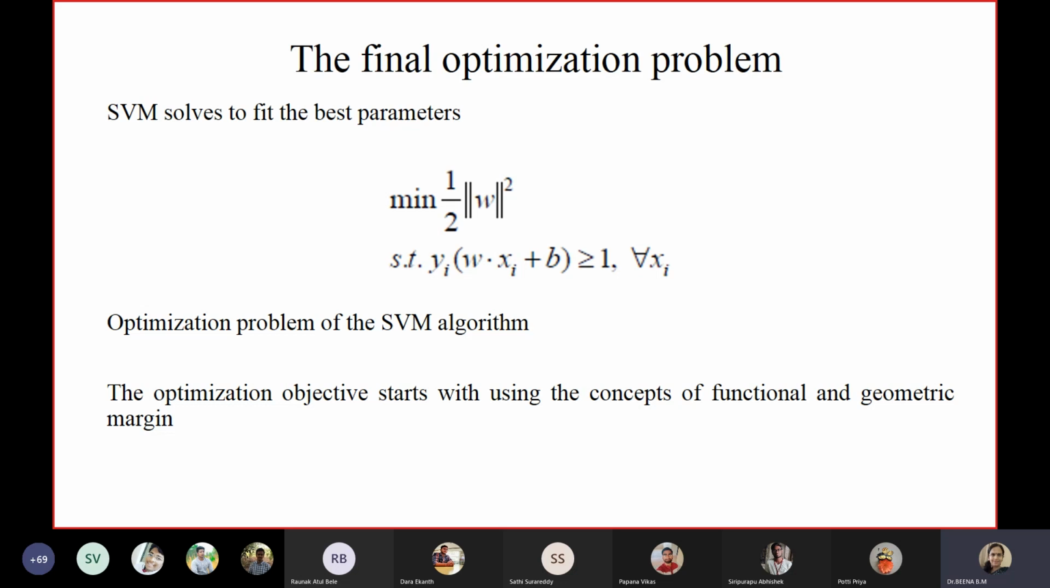And the optimization problem for SVM, this is the final derivation. Now look at this derivation. We will derive this step by step. This is the final derivation for the optimal hyperplane: min of half modulus of W squared, subject to the condition that yi of W into xi plus b should be greater than or equal to 1 for every xi.